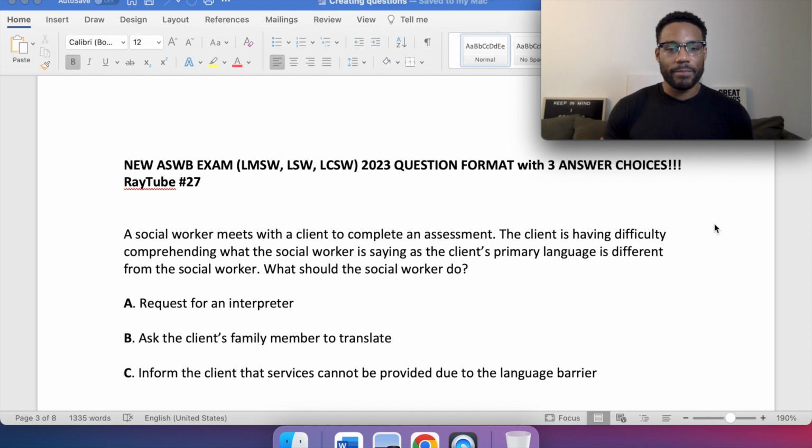A social worker meets with a client to complete an assessment. The client is having difficulty comprehending what the social worker is saying as the client's primary language is different from the social worker. What should the social worker do? A, request an interpreter. B, ask the client's family member to translate. Or C, inform the client that services cannot be provided due to the language barrier.